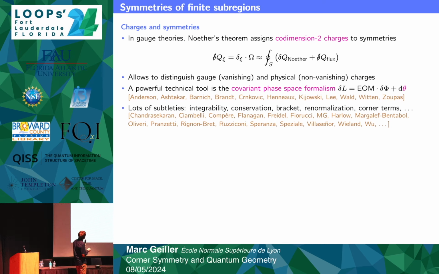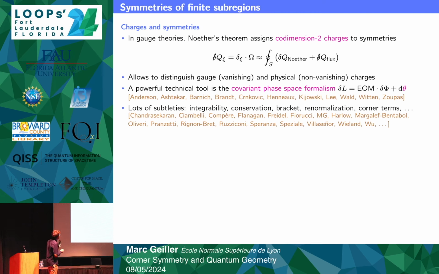So it's this computation of surface charges which allows us to distinguish between what is a gauge symmetry and what is a physical symmetry with a non-vanishing charge. There are very beautiful mathematical tools which you can use to actually compute these charges. This is the so-called covariant phase space formalism, in which a central role is played by the symplectic potential, from which you derive the symplectic structure.